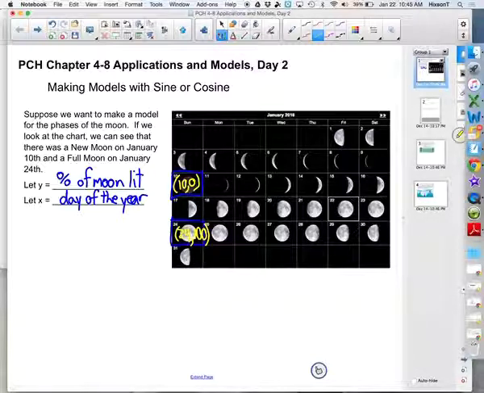Okay? So let's graph what we have so far. Okay? So far, here's 10, and we are at 0. And then by the time we get over here to 24, we're going to be up at 100. Okay, so 24, 100. And we know that this is a sine or a cosine curve, so it's going to look like this. All right?